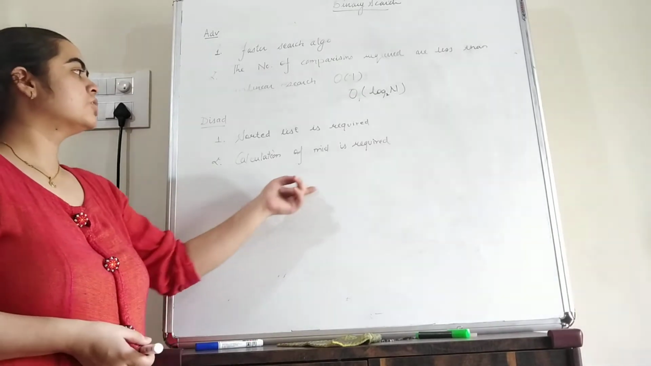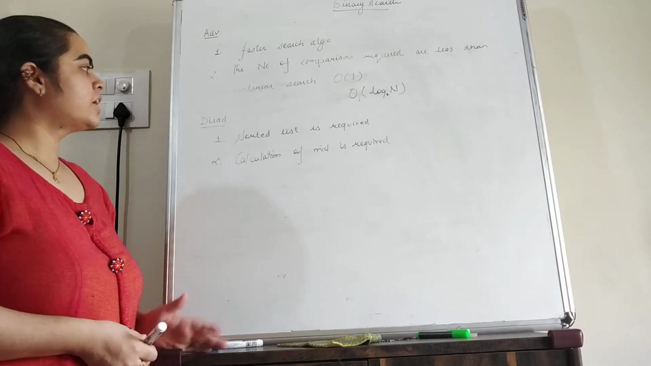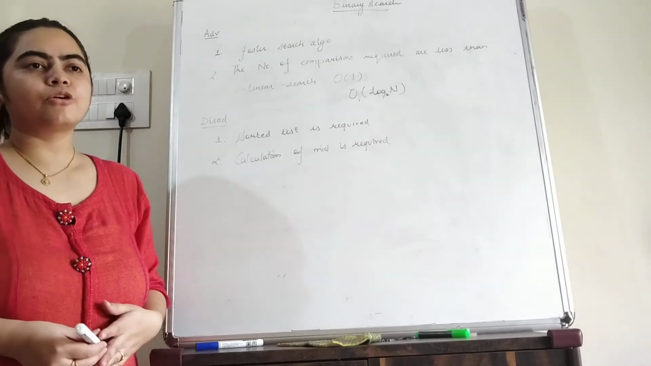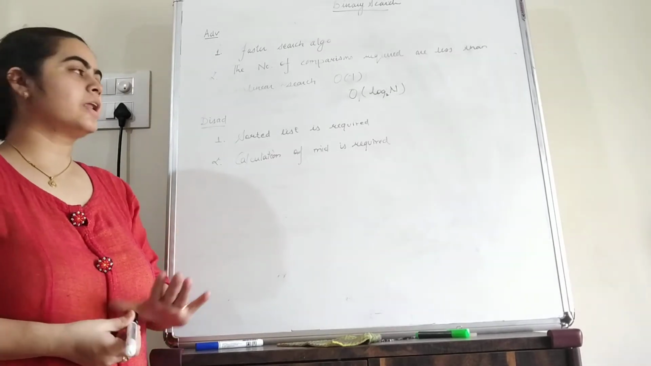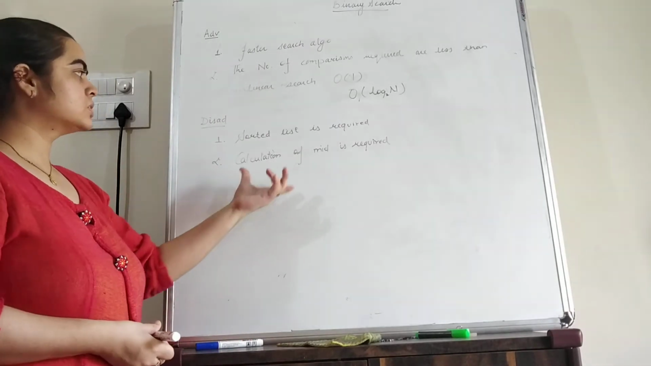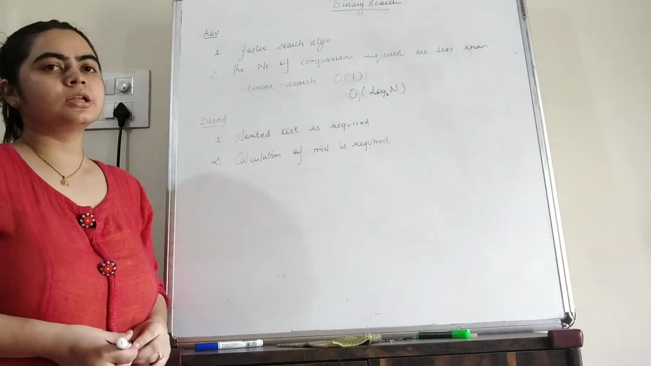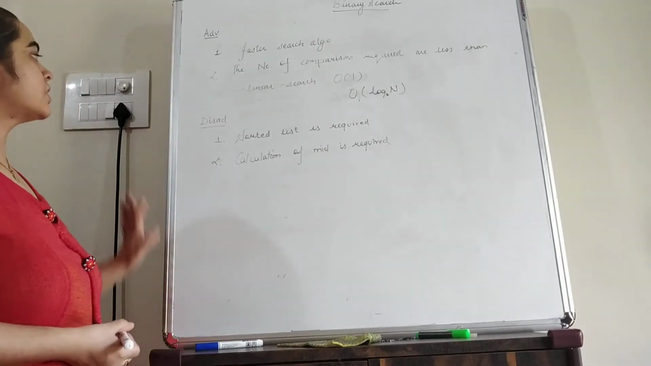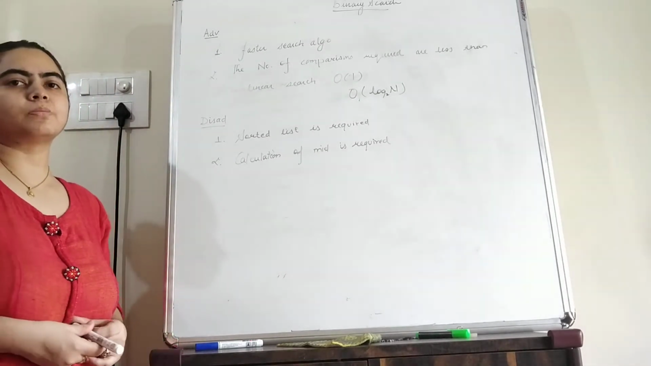Second one is calculation of mid is required. Every time we have to calculate the value of mid, and only after calculating the value of mid can we divide the list into subparts. So that means here the mid calculation is an overhead. So these are the advantages and disadvantages of the binary search.